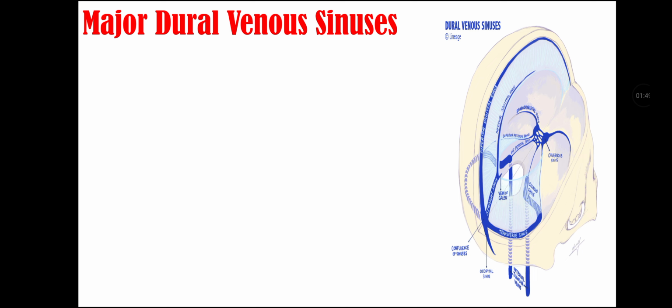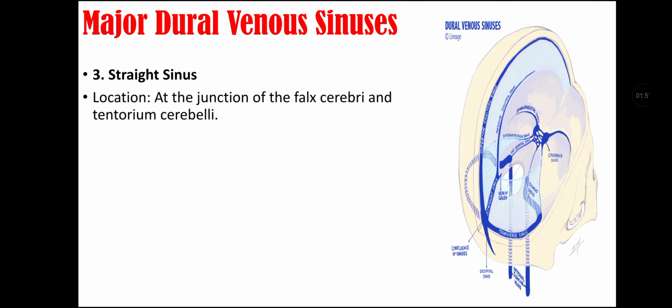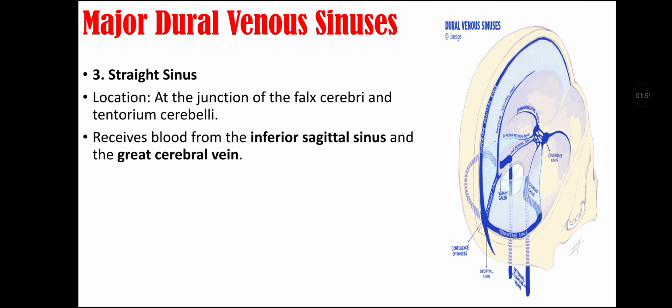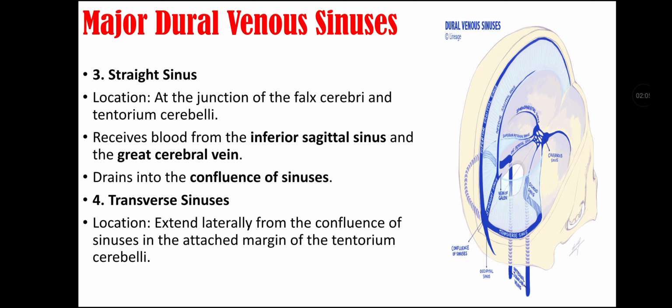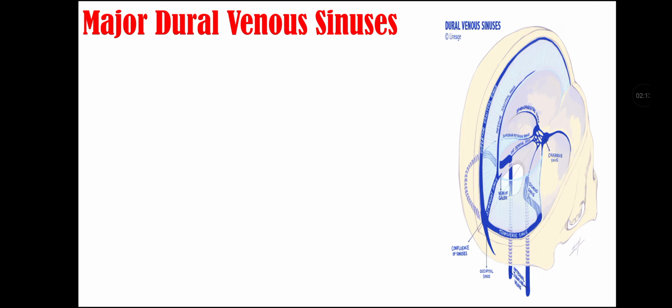Third sinus is straight sinus that is located at the junction of falx cerebri and tentorium cerebelli. It receives blood from inferior sagittal sinus and the great cerebral vein. It drains into confluence of sinuses. Fourth sinus is transverse sinus. It extends laterally from the confluence of sinuses in the attached margin of tentorium cerebelli. It continues as sigmoid sinus.